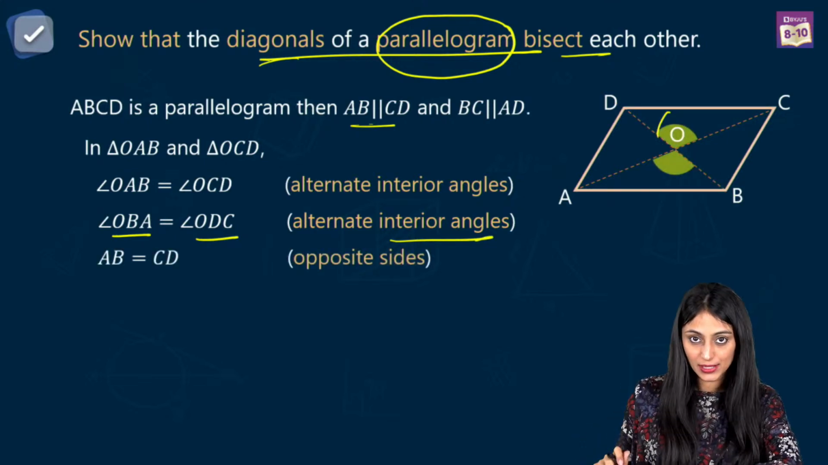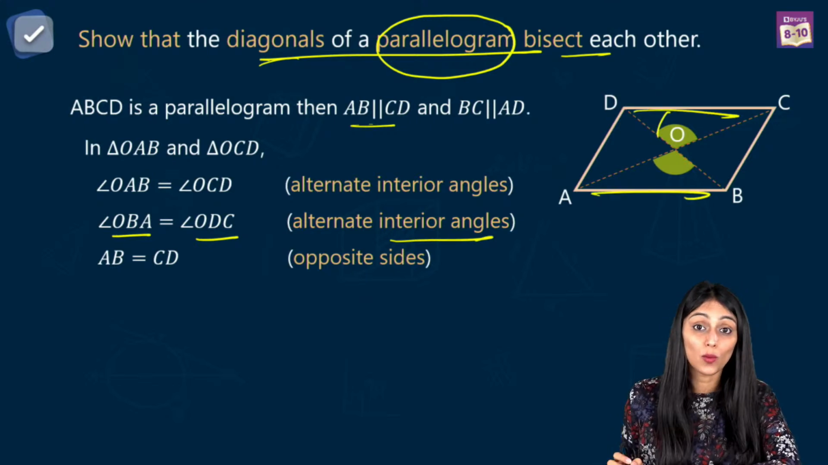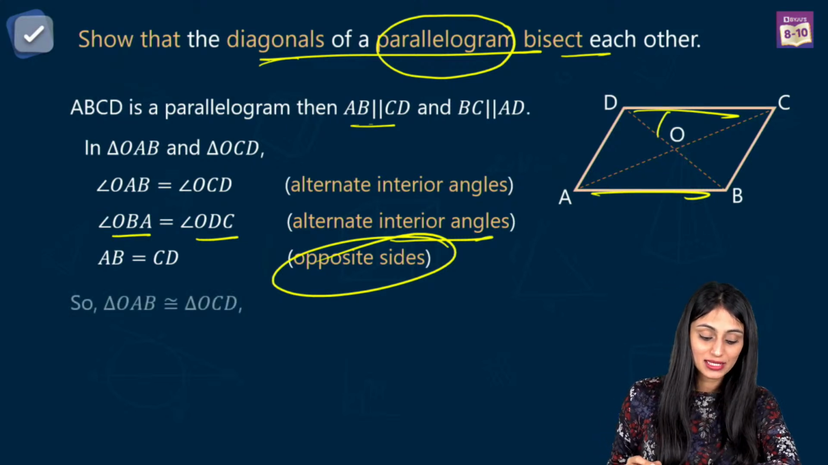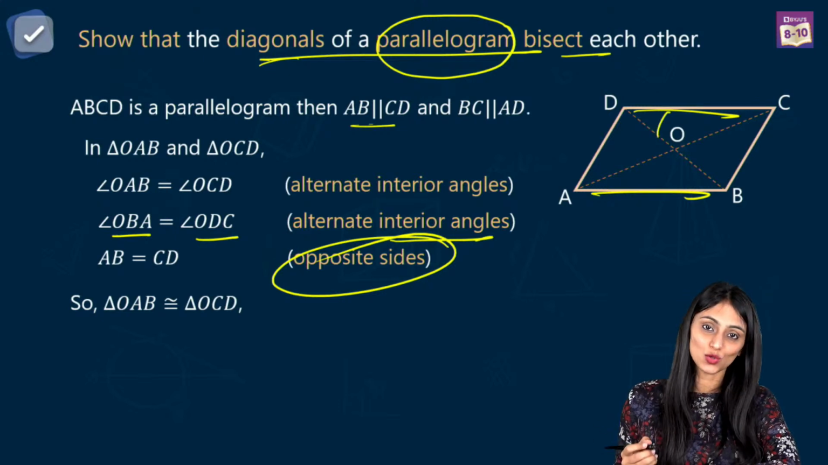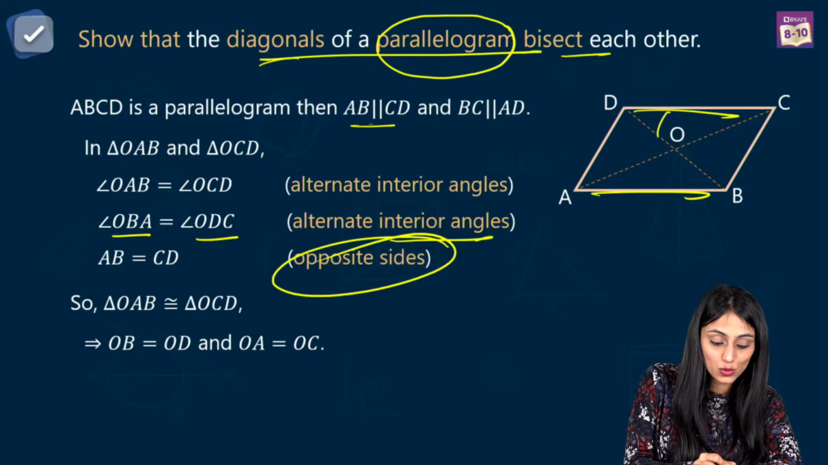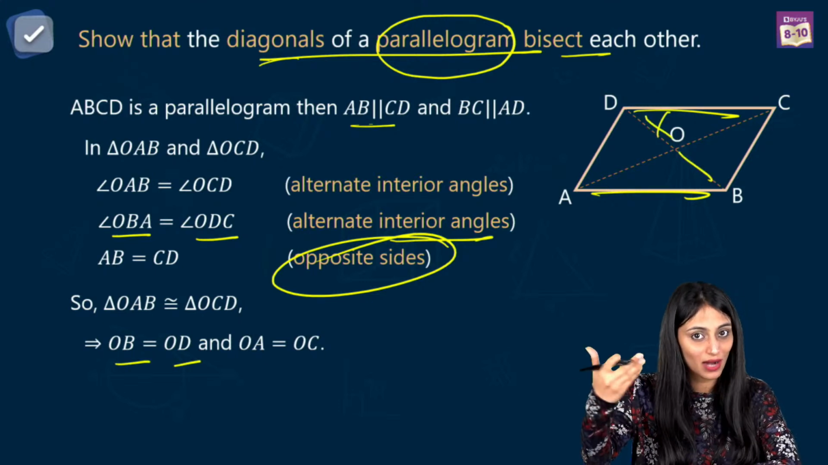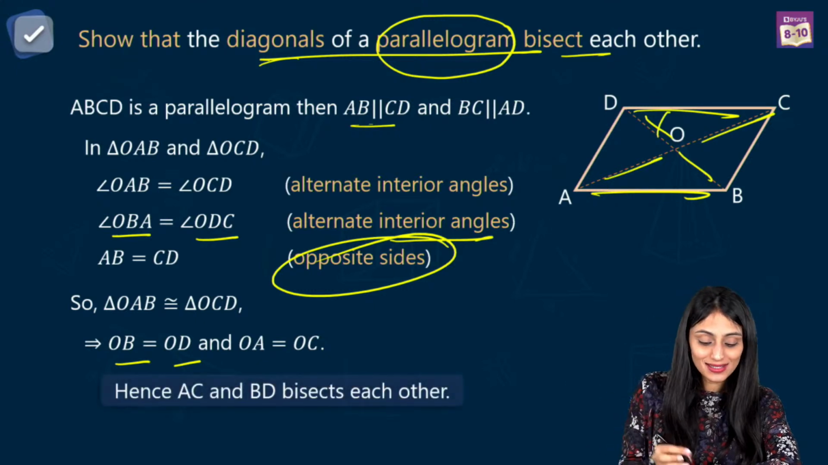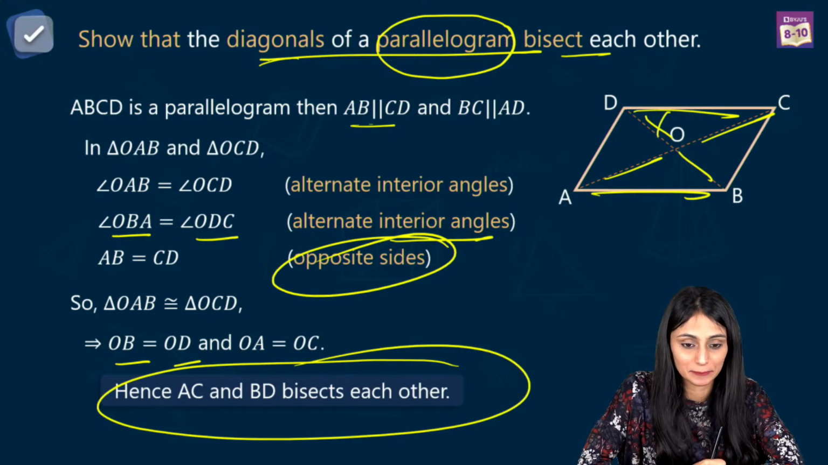We need another thing as well, because we need three things to prove them congruent, right? So AB and CD are also equal. Why? Because the opposite sides of a parallelogram are equal. So what we see here is that triangle OAB and triangle OCD will be congruent using the SAS congruency criteria. Now since triangles are congruent, I can say that OB would be equal to OD, right? Corresponding parts of congruent triangles will be equal, and OA and OC are also going to be equal. So we can say that AC and BD actually bisect each other.